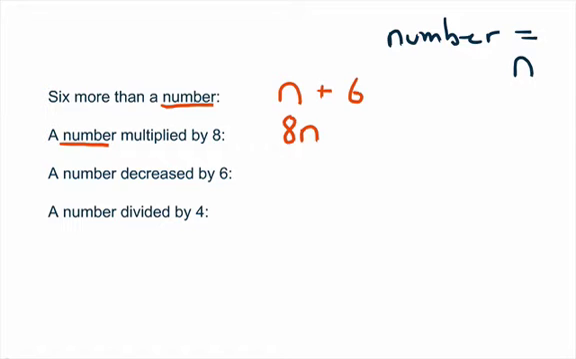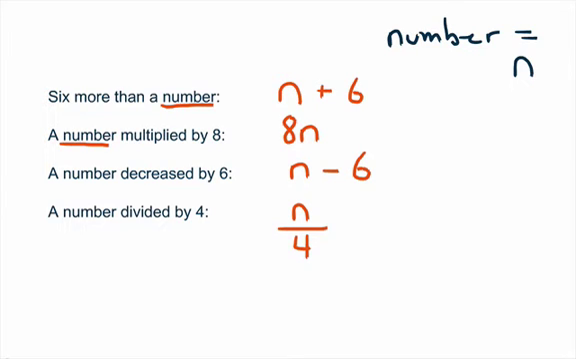A number decreased by 6. The word decreased means to take away or get smaller, which means we're going to do what? Subtract. So you've got a number decreased by 6. Or a number divided by 4. A number, remember that we show it as a fraction, divided by 4. These are all examples of algebraic expressions. We can also have 2-part expressions where you're doing 2 separate things, such as adding and multiplying, subtracting, dividing, and so on and so forth.